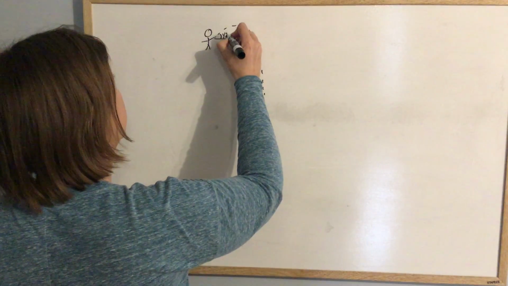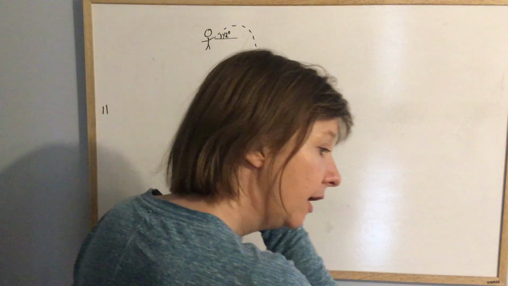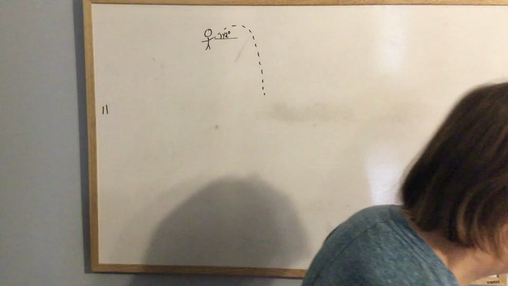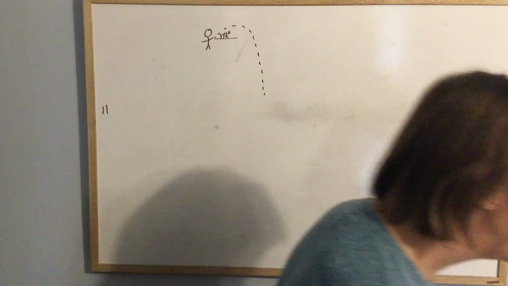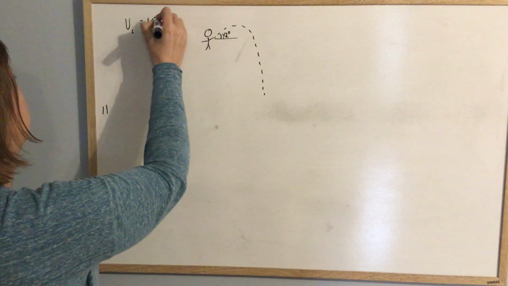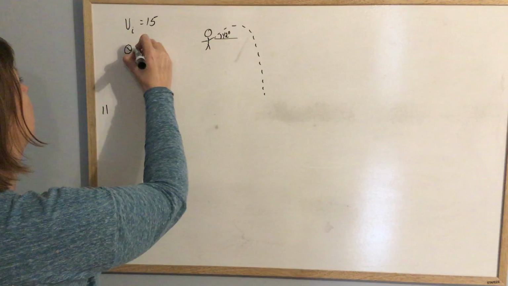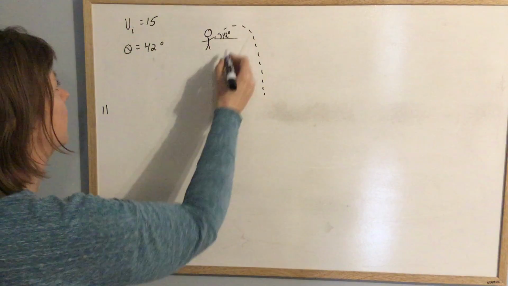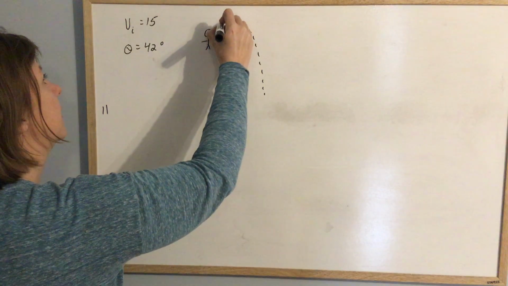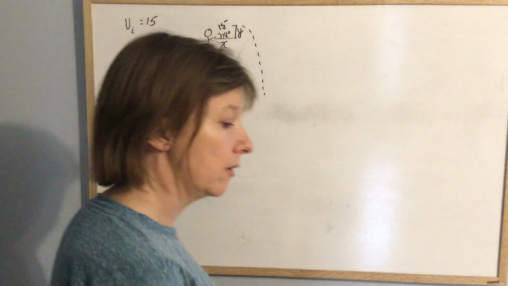Is 42 degrees. So 42 degrees to the horizontal, and the initial velocity was 15 meters per second. So initial velocity is 15 meters per second at an angle of 42 degrees. So I'm going to need to figure out my x and my y if the hypotenuse is 15.